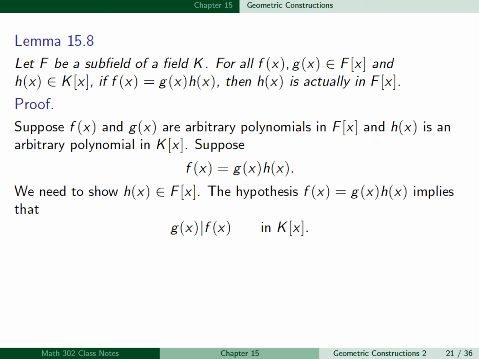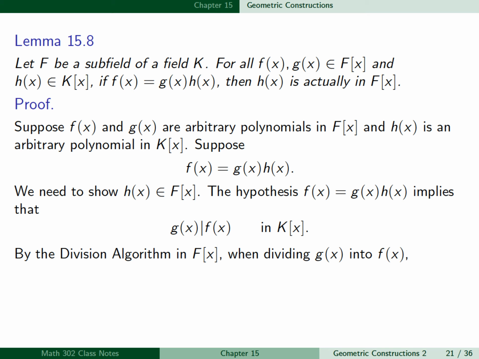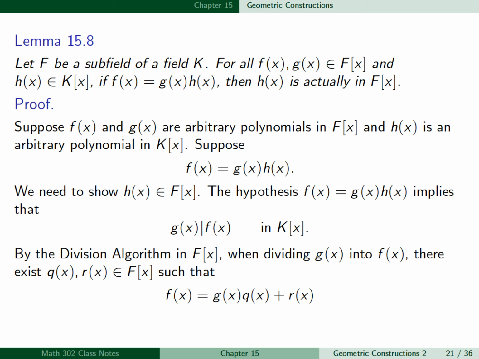Now the hypothesis f of x equals g of x times h of x implies that g of x actually divides f of x in K bracket x. By the division algorithm in F bracket x, when dividing g of x into f of x, there exist quotient and remainder polynomials q of x and r of x in F bracket x, such that f of x equals g of x times q of x plus r of x, and r of x is either 0 or the degree of r of x is less than the degree of g of x.